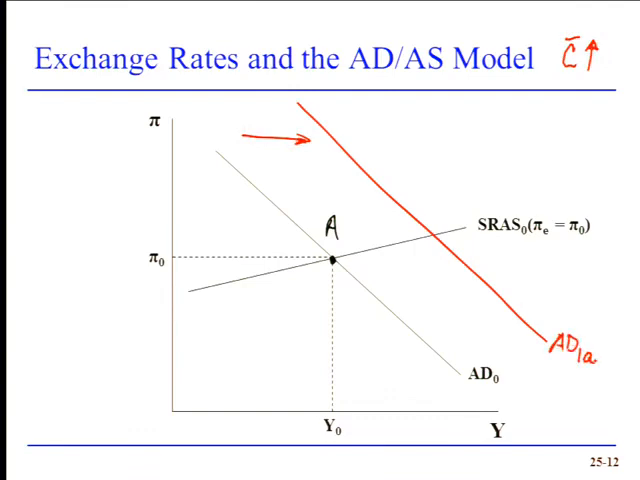Now it's going to turn out this is going to be an intermediate step. So I'm going to label this AD1A. And in our analysis that we've done up until now, we would see that economic output would rise to Y1A, and inflation would increase to pi 1A. And at this point, let's just call that point B. So up until this point, that's exactly where we would stop, right? We'd all be happy. That's what happens when you have a wealth effect.